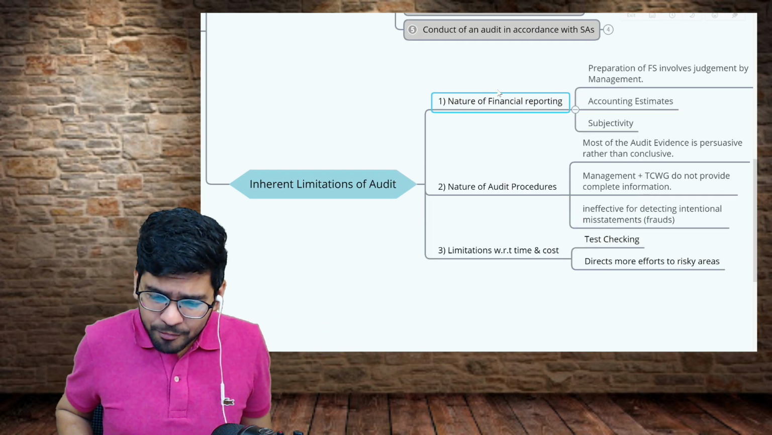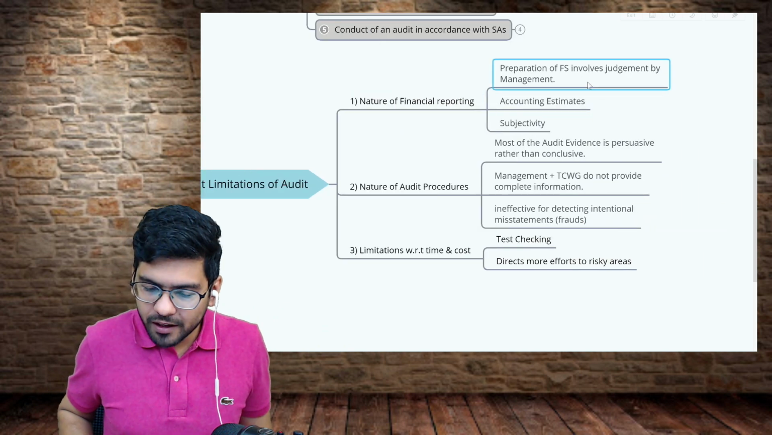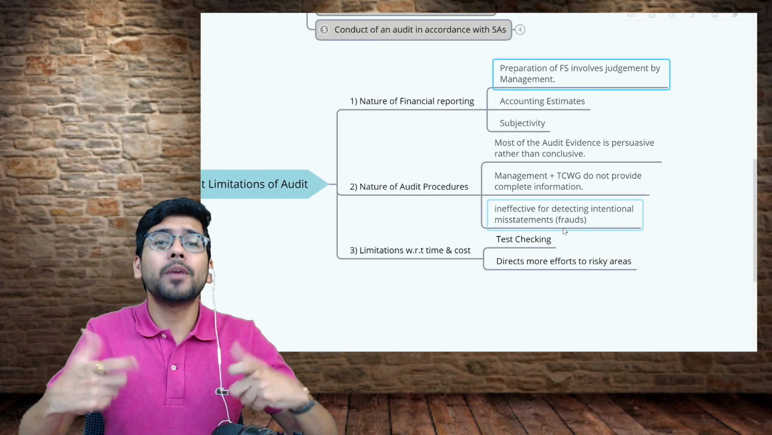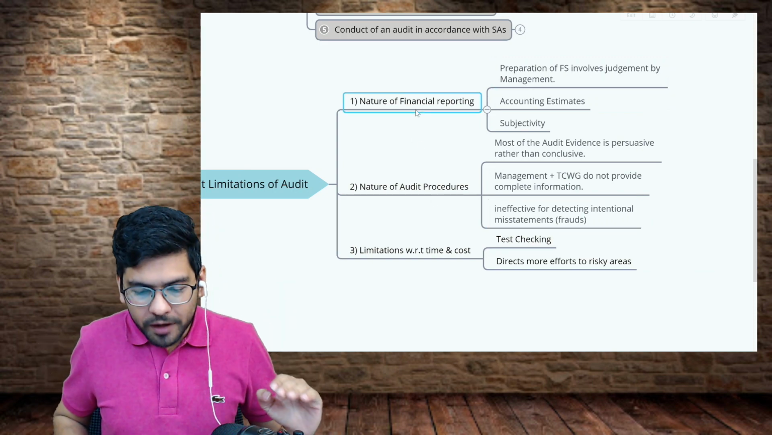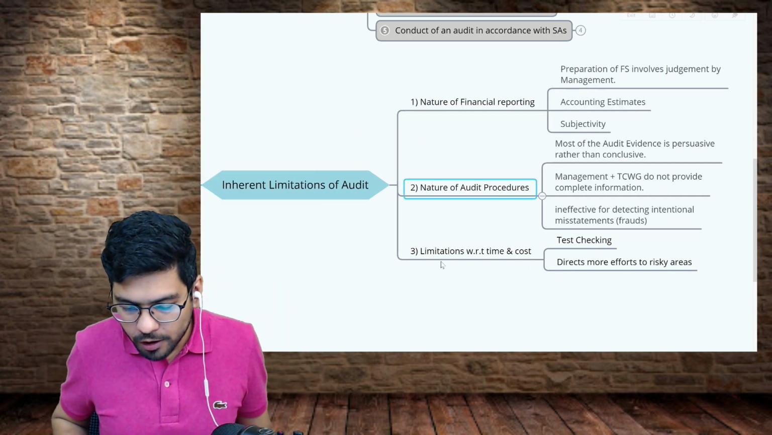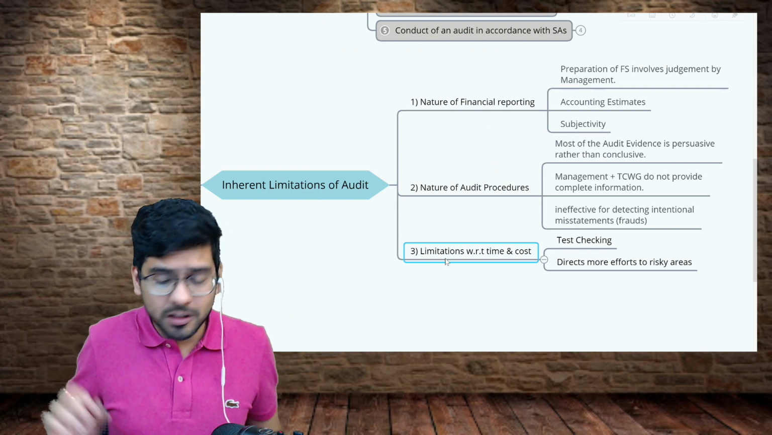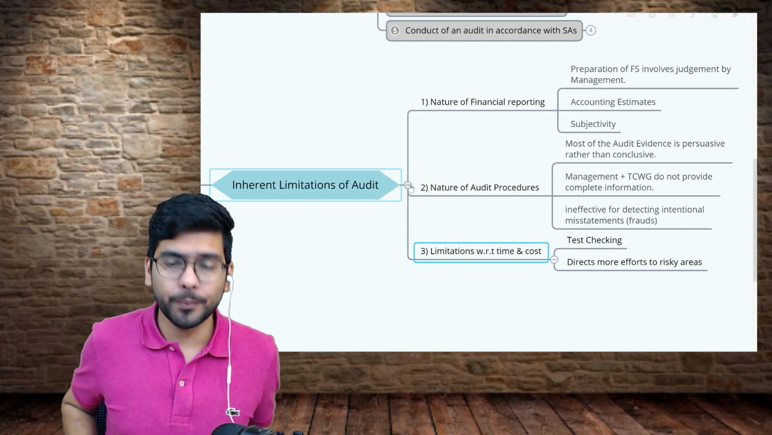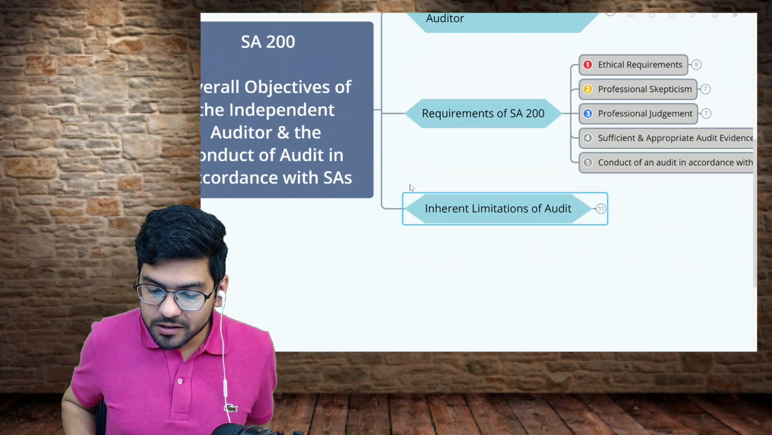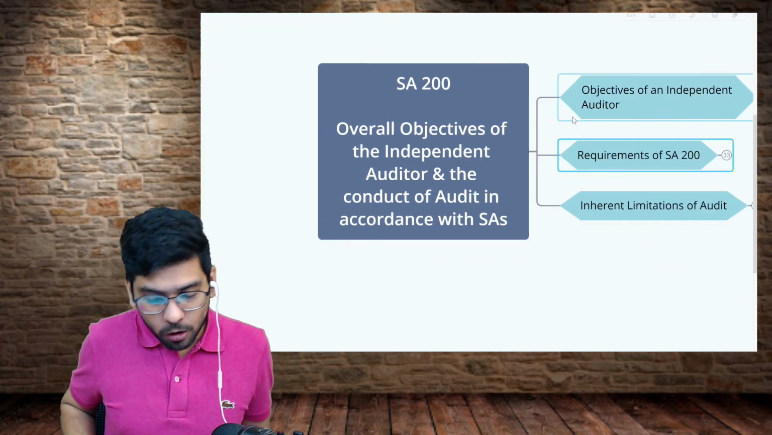So I have mentioned the three headings and the keywords here, so that you are able to frame a proper answer. What are the three points? Nature of financial reporting, nature of audit procedure, and last is limitations with respect to time and cost. Okay, so with this our essay 200 is also over.